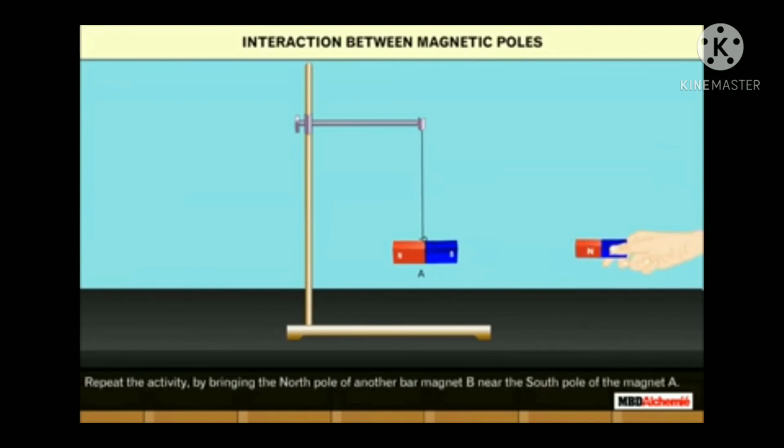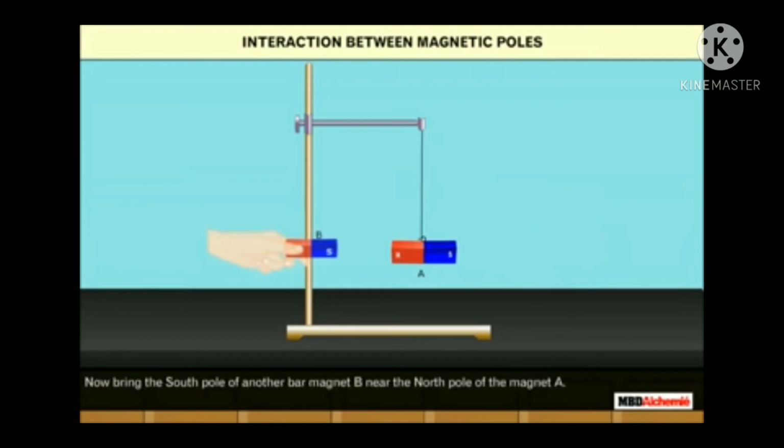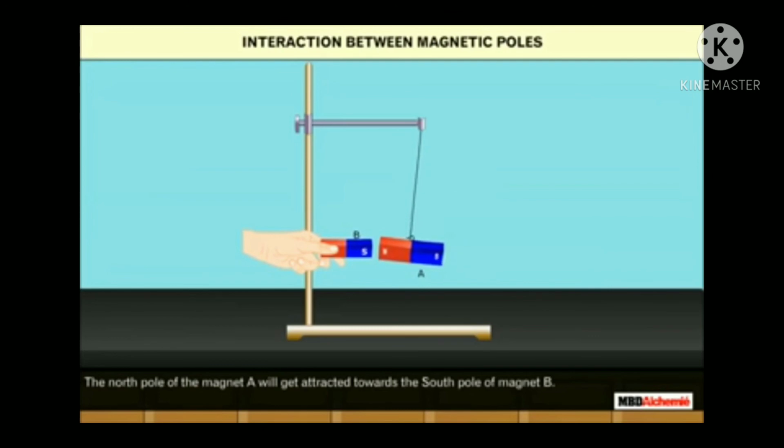Repeat the activity by bringing the north pole of bar magnet B near the south pole of magnet A. The south pole of magnet A will get attracted towards the north pole of magnet B. Now bring the south pole of bar magnet B near the north pole of magnet A. The north pole of magnet A will get attracted towards the south pole of magnet B. Thus, it is clear that unlike poles attract each other.